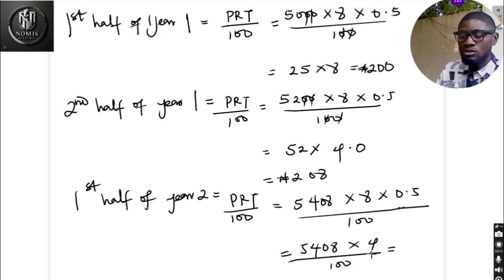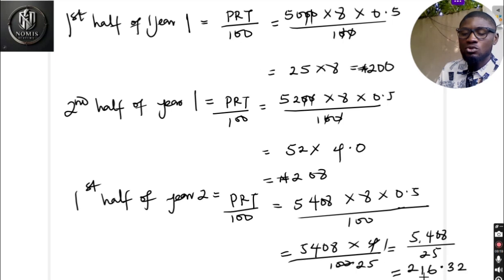So 4 into 100 goes 25 times. So we have 5,408 divided by 25. So that gives us 216.32. 216 naira 32 kobo. So this is our interest at the third calculation, that is the first half of year 2.